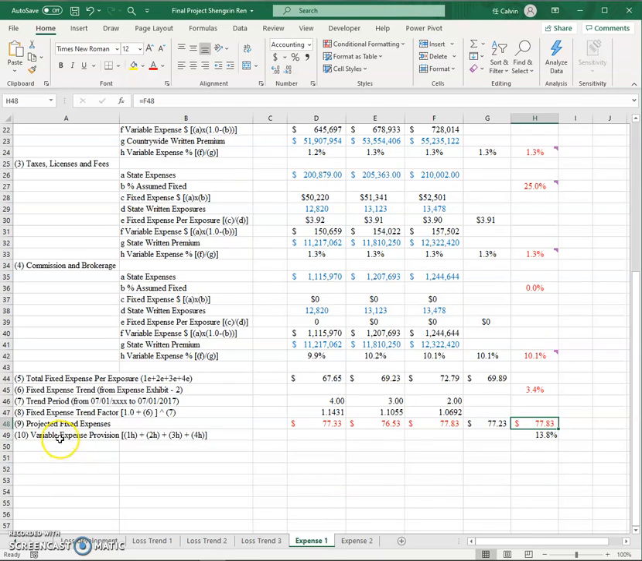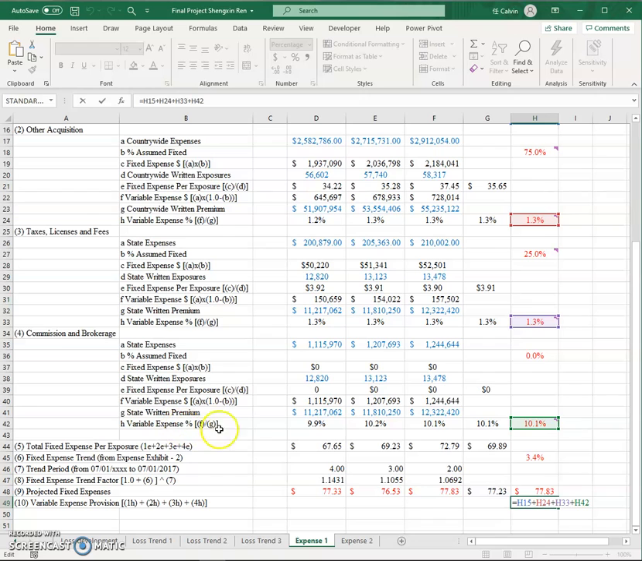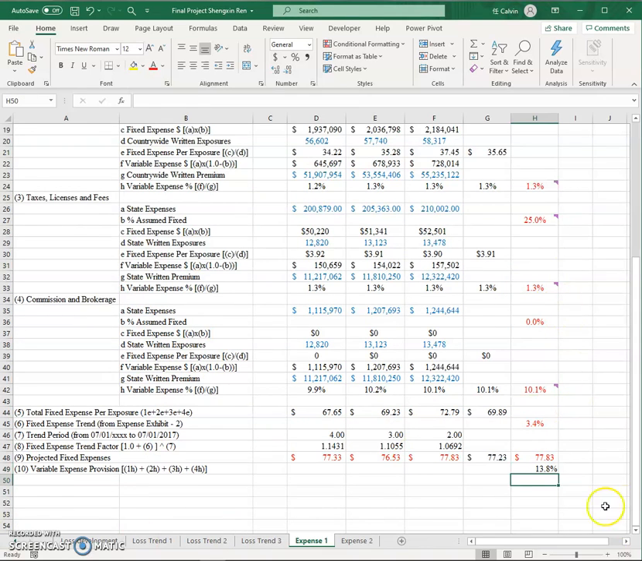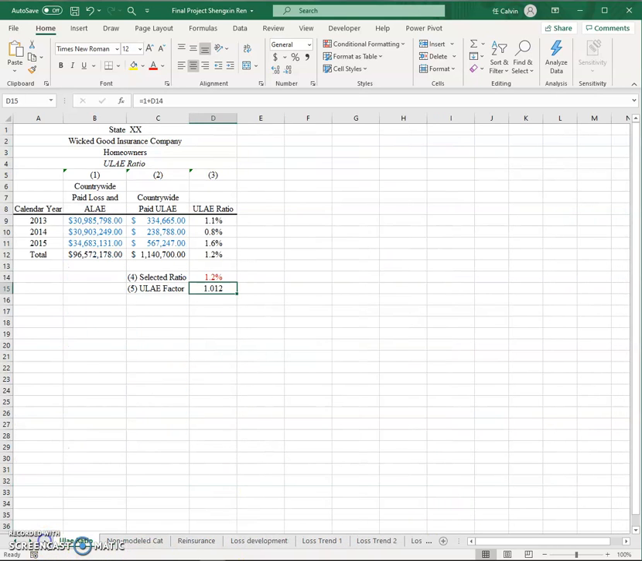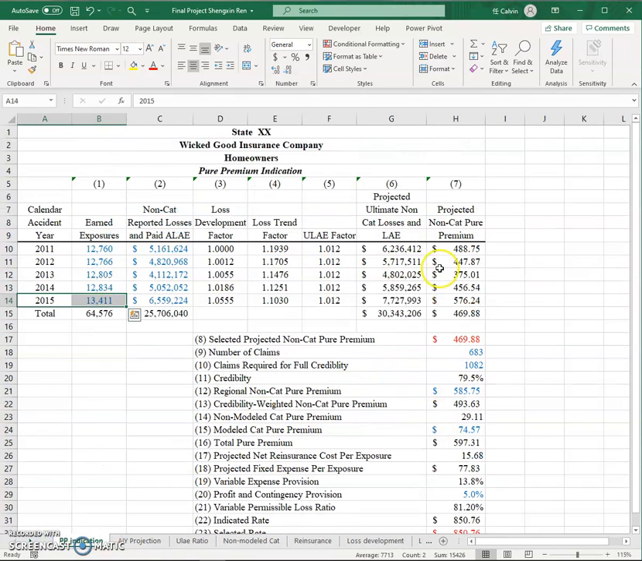And as for the variable expense provision, it's quite similar with this one. We just use the selected variable expense of each item and add them up. I will get the variable expense provision. And now we can do this worksheet.